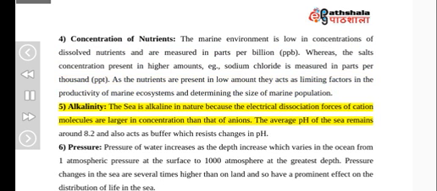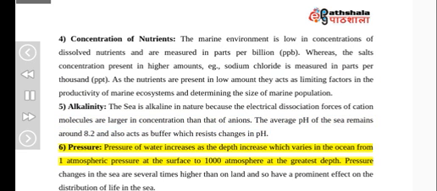5. Alkalinity. The sea is alkaline in nature because the electrical dissociation forces of cation molecules are larger in concentration than that of anions. The average pH of the sea remains around 8.2 and it also acts as a buffer which resists changes in pH. 6. Pressure.